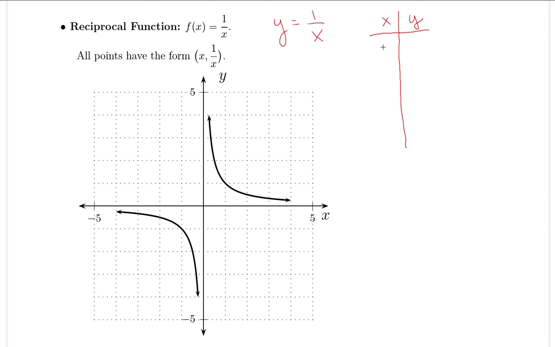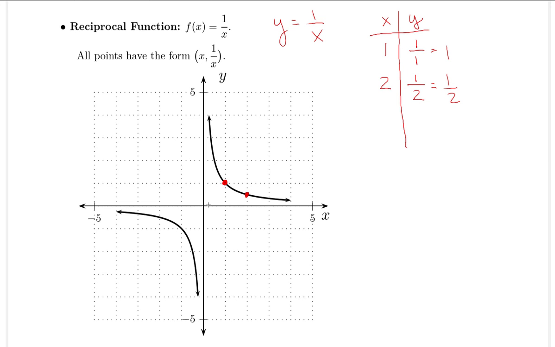So if I put x equals 1 in there, that's pretty straightforward. 1 over 1 would be 1. So that means when x equals 1, y equals 1. Okay, I can see that. All right, what about when x is equal to 2? Well, then I'd have 1 over 2, which is just a half. So that's why when I go over 2, I go up only a half.